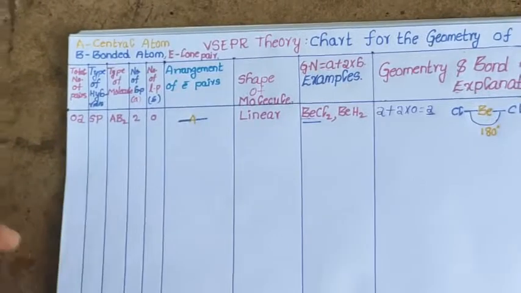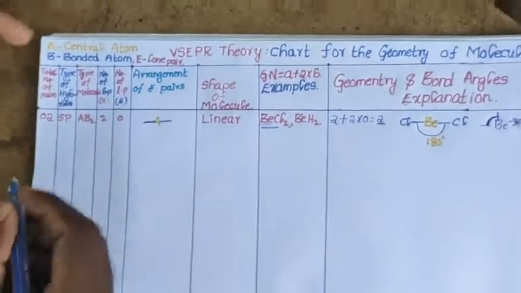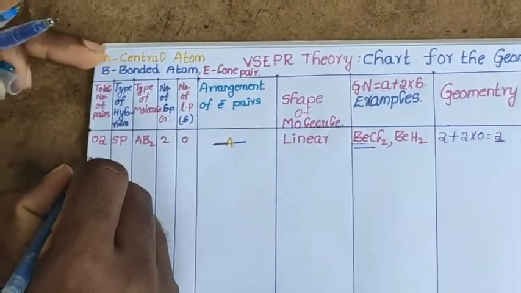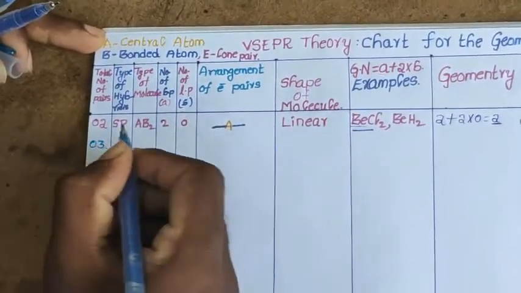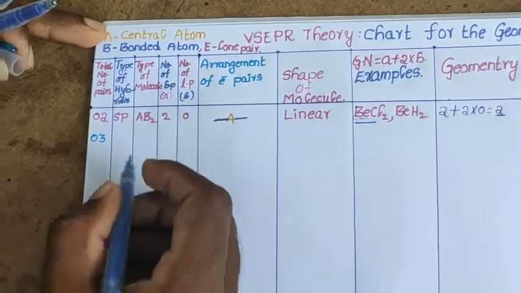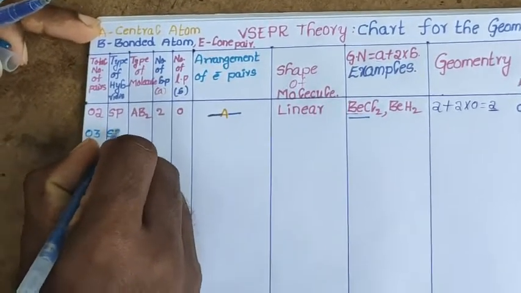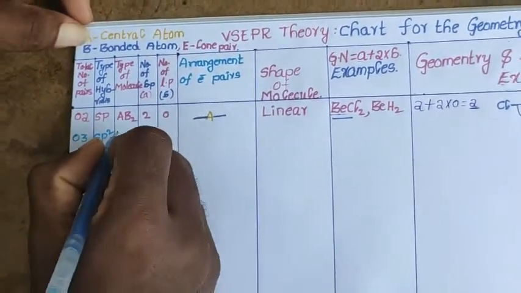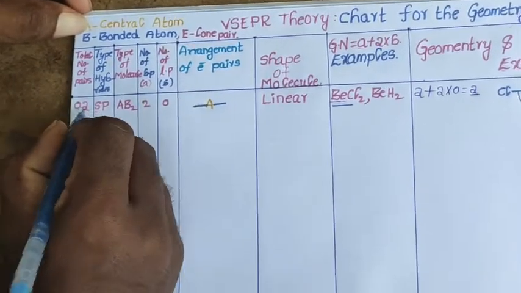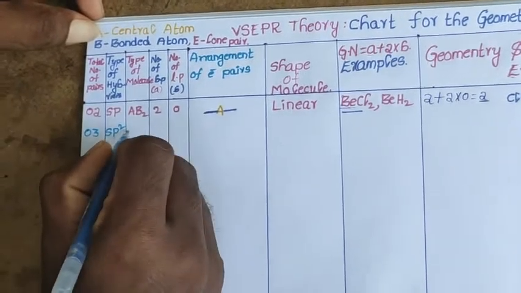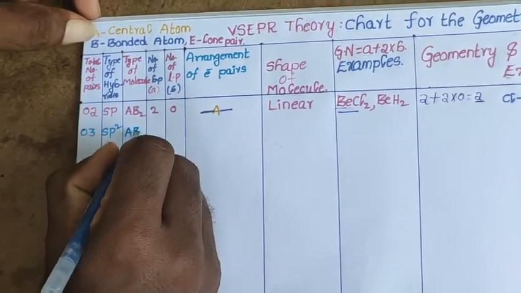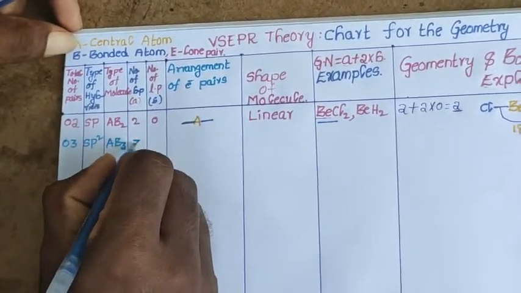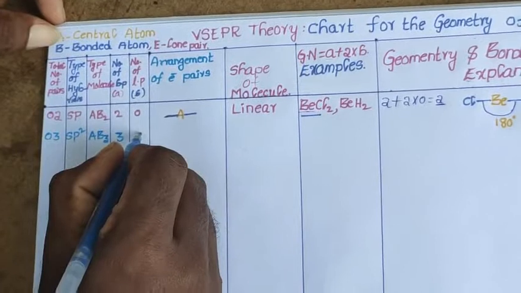The next one is number of pairs 3. Total number of pairs is 3. So what is the hybridization, students? sp2. Next, the type of molecule you can write: there 2 means AB2, there 3 means AB3. So the number of bond pairs is 3 and the number of lone pairs is 0.